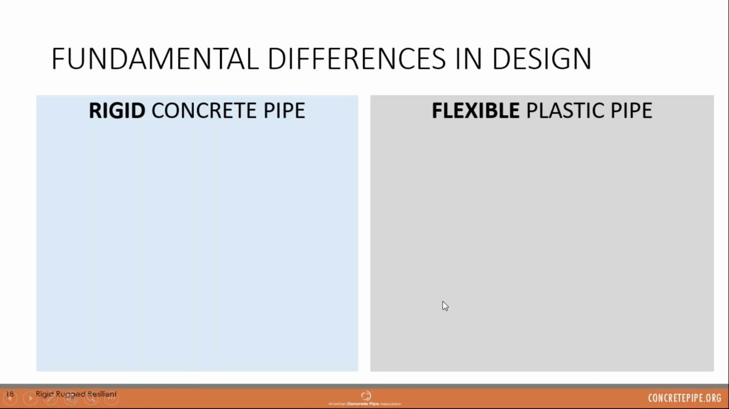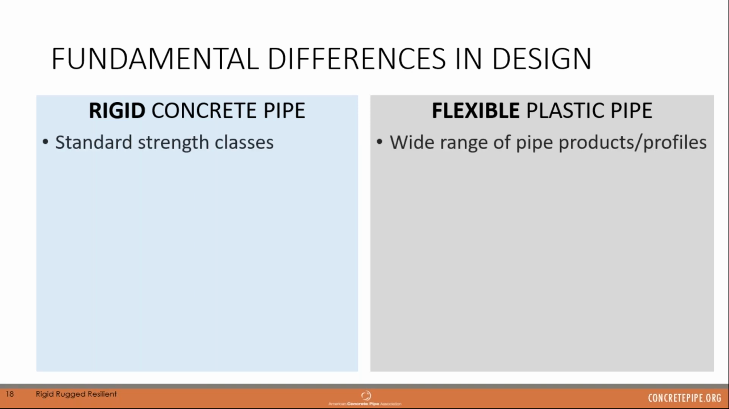So as we conclude, I want to do a side-by-side comparison since we covered both design processes. This is really intended to illustrate that there are fundamental differences in design methodologies between rigid and flexible pipe, and it's important for you as designers to recognize these differences when you're designing a system that might include one material or the other, or potentially both. It's important to highlight what those distinctions are. So the first one is that with reinforced concrete pipe, we're going to provide standard strength classes that are going to be consistent for all manufacturers.